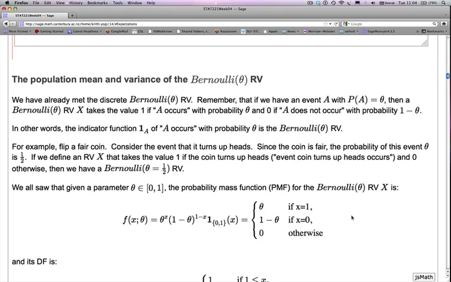So now let's look at the population mean and the variance of one of the random variables we've seen before, the theta parametric family of the Bernoulli theta random variables from last week.